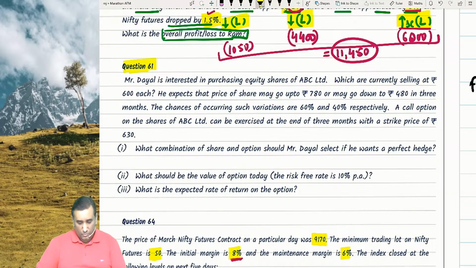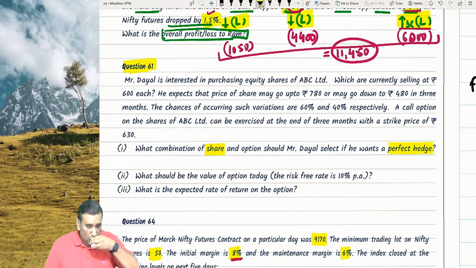Now, if we try to look at this question, everyone would have seen or would have done it. It's asking you, the first part is a combination of a share and option Mr. Dayal should select if he wants a perfect hedge. You can call it a hedge ratio. It can be a delta or it can be option delta. Let me read it out.